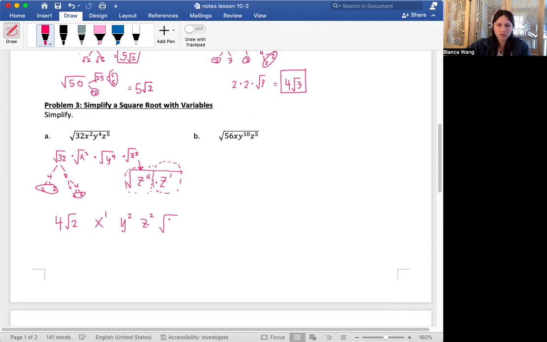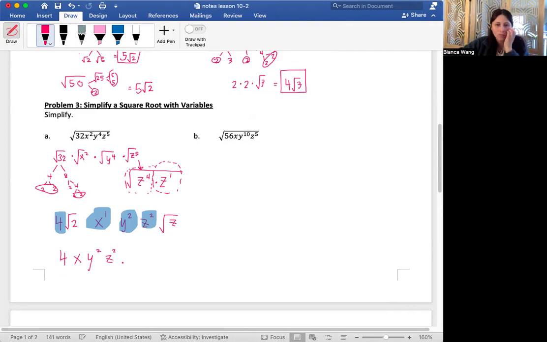This is going to be z to the first power, but I don't have to put that 1 there. Okay, so now let's reorganize this and bring it together. All of these, 4, x to the first power, y to the second power, z to the second power, are going to go in front because they are not in a radical sign. So basically we're going to have 4x y to the second z to the second.